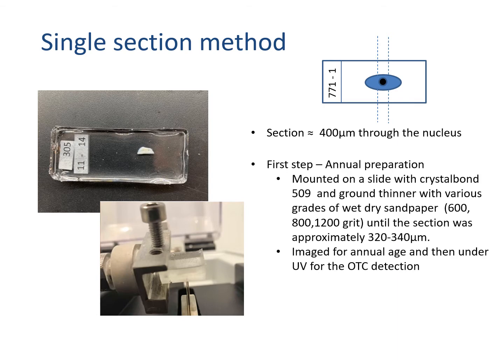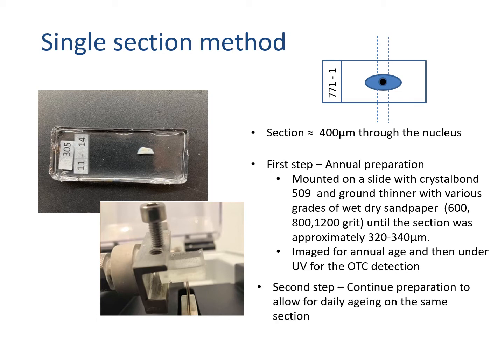Our first step is to prepare that for annual aging. So it's mounted on a slide and ground thinner to approximately 320 microns. And then it's imaged for annual age and then under UV for the OTC detection. The second step is to continue that preparation to allow for daily aging on that same section.